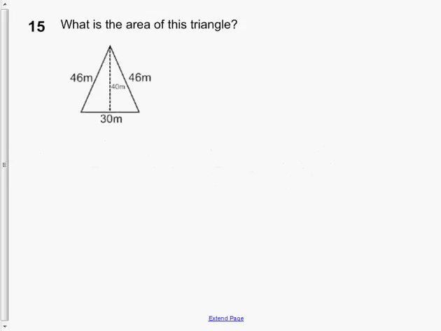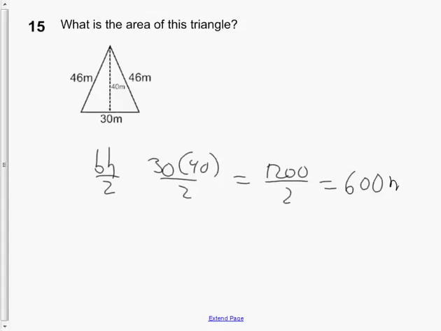Question 15, what is the area of this triangle? Again, you're going to have base times height divided by 2, or 30 times 40 divided by 2, or 1200 divided by 2, or 600 meters squared is your area.